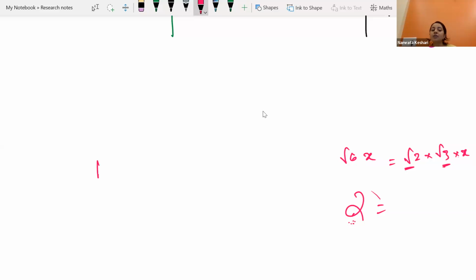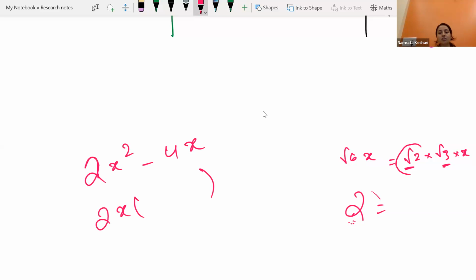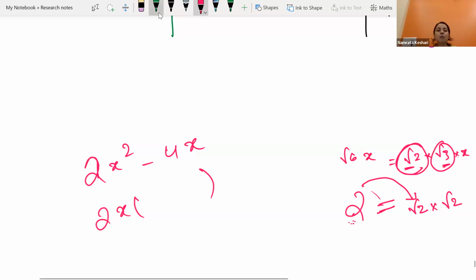Recall it. We have never factorized this 2 like this. Whenever you were having previously 2x square minus 4x, you used to take only 2x common. At that time you were not thinking about roots and all. Why? Because the other factor is also not having a root, so we don't have to break it into small square root terms. But here, when you see carefully, you will understand that the other factor is also having a root term. So here we are bound to think, can we break this 2 in root terms? So yeah, we can break it. We can write 2 as root 2 into root 2.